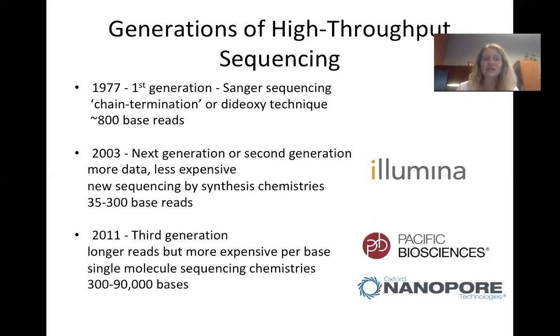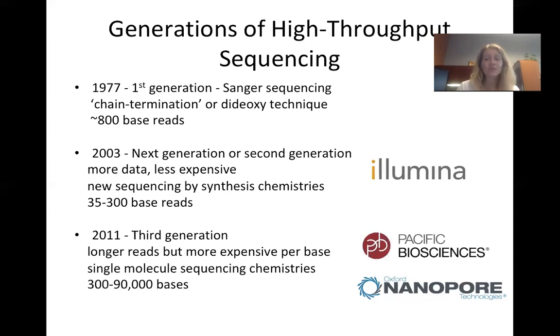The chemistry is chain termination or dideoxy. We're not going to cover that in this class just because we aren't primarily working with that type of data. But if you're going to get Sanger data, which is still pretty common, we have a Sanger sequencing instrument on campus, it's worth learning some more about how this works. You get 800 to 1,000 base pair reads, very high quality, over 99% quality.